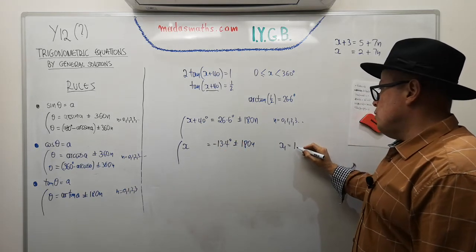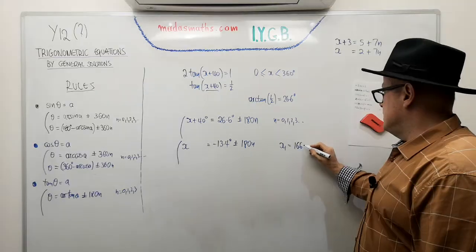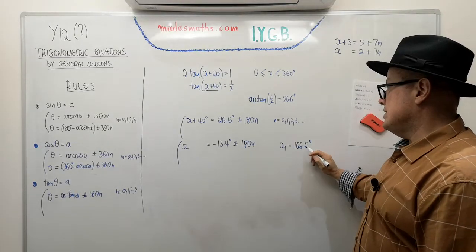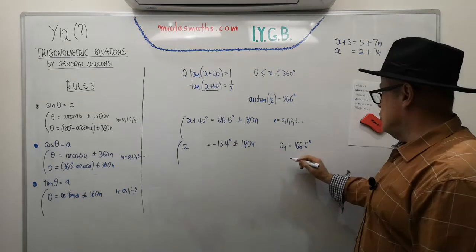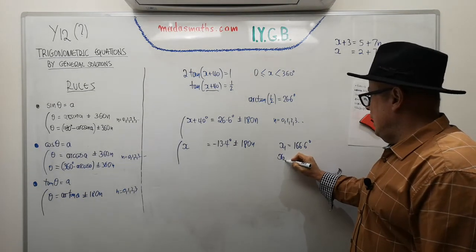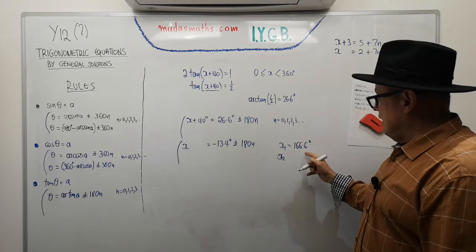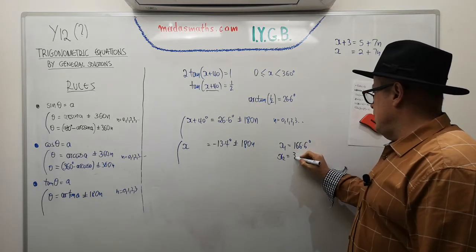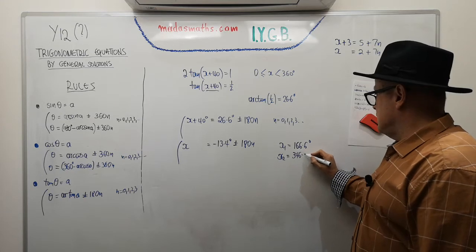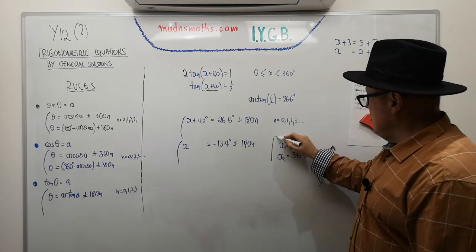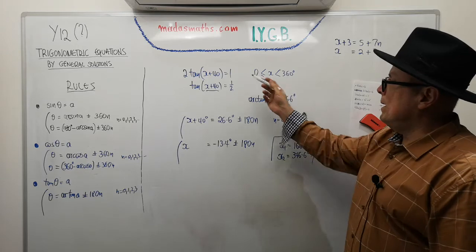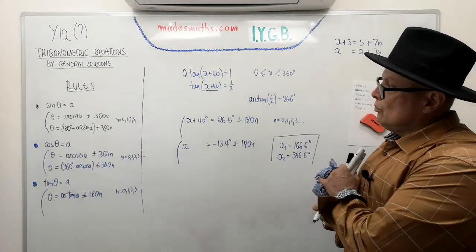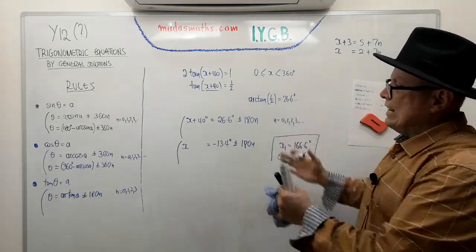This will give us 166.6, I think. I think it's good. And then we can get another one if we take this now and add another 180 on top of that. That will give us 346.6 degrees. And these are the two answers that balance the tan equation that we got up there in the interval 0 to 360. I hope it all makes sense so far.